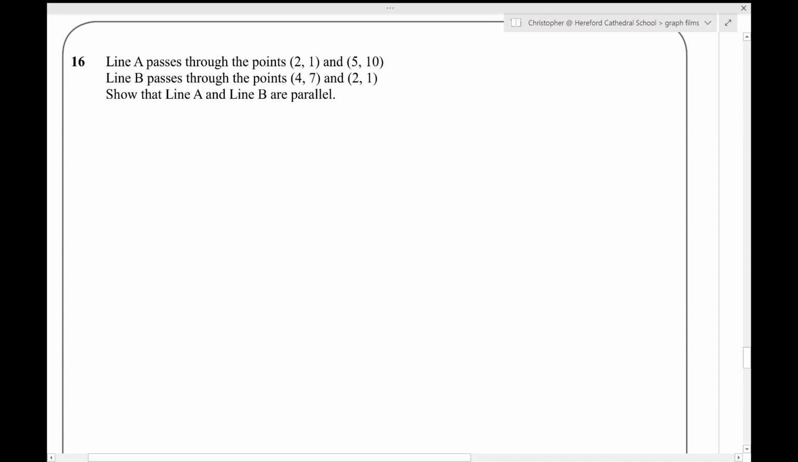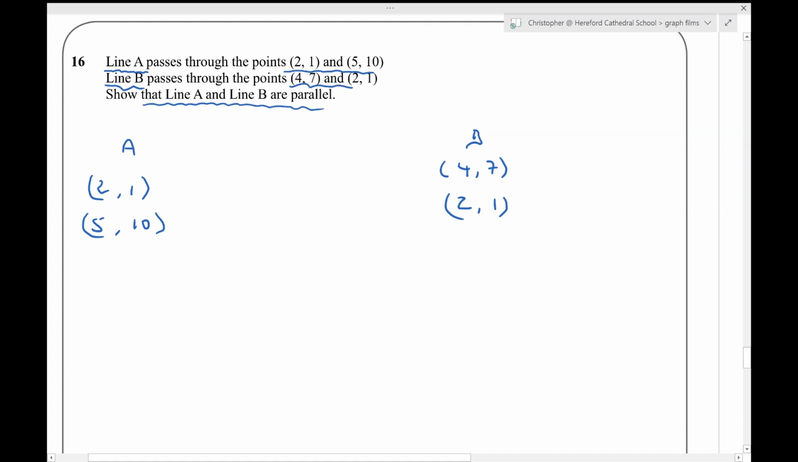Question 16. Okay, I've got two lines here. I've got one line, line A, that passes through these points. Let's write the information for line A here. It passes through this point and this point, and I've got another line, line B, which passes through 4, 7 and 2, 1. And the question is, show that line A and line B are parallel.